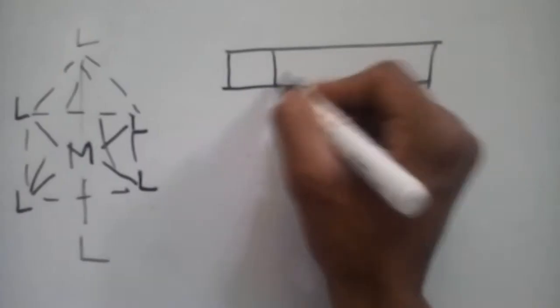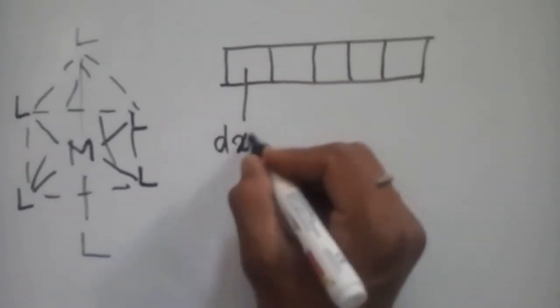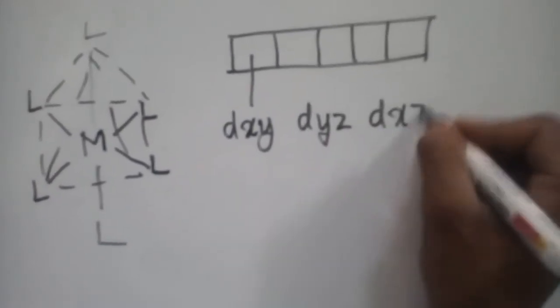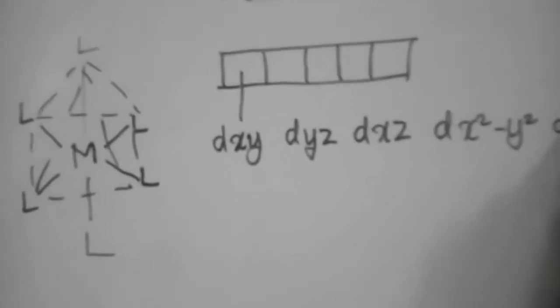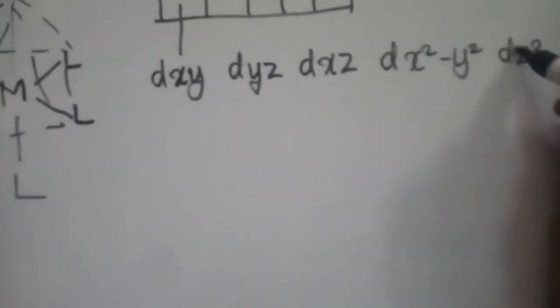transition metals, the valence shell is the d shell and it has 5 degenerate orbitals. These are the 5 degenerate d orbitals. First is dxy, second dyz, third dxz, fourth dx square minus y square, and fifth dz square. Now we will see their arrangement, the shape of the orbitals.